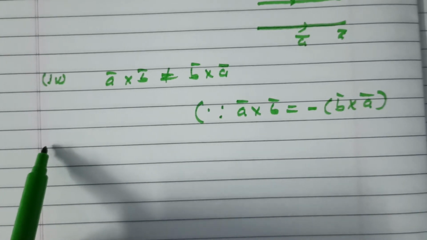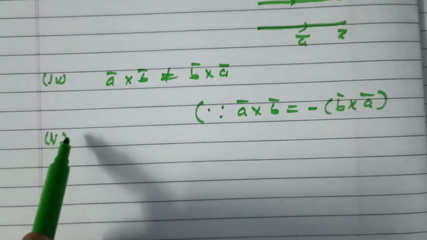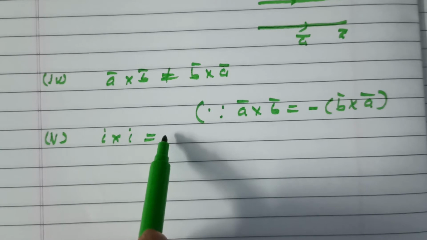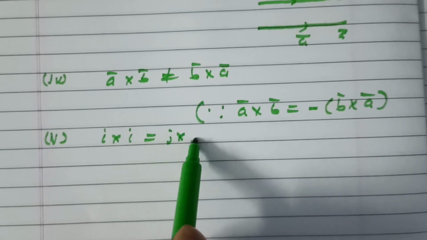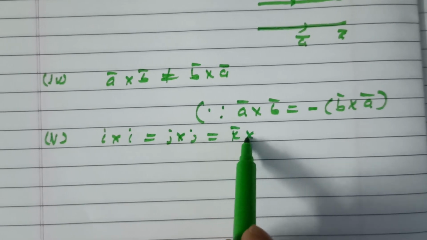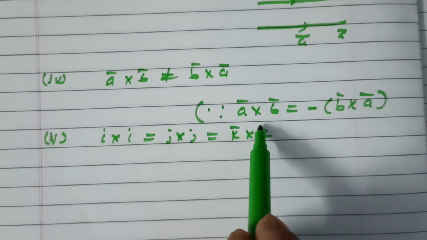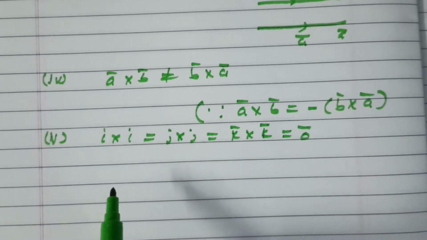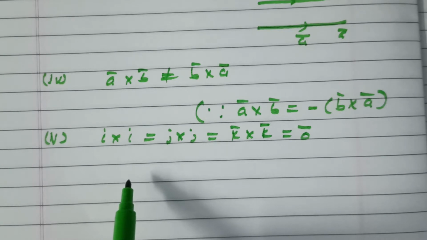Next, fifth one, I bar cross I bar, the cross product of the same vector. J bar cross J bar is equal to K bar cross K bar is equal to 0 bar. Dot product of same vectors is 1, whereas cross product of same vectors is equal to 0.